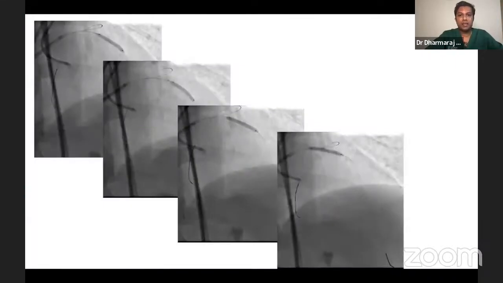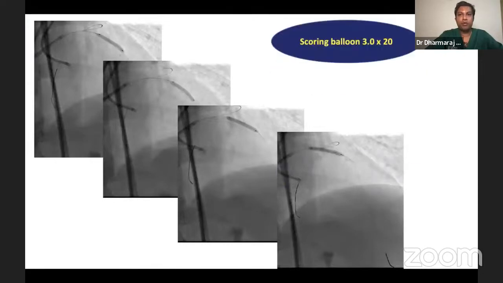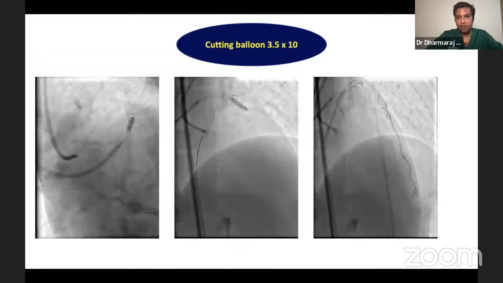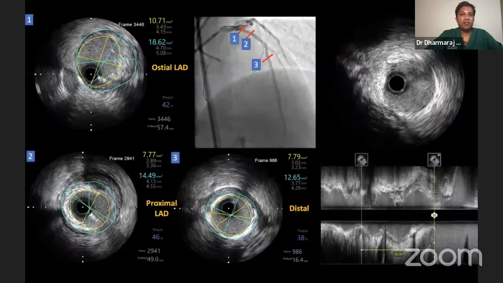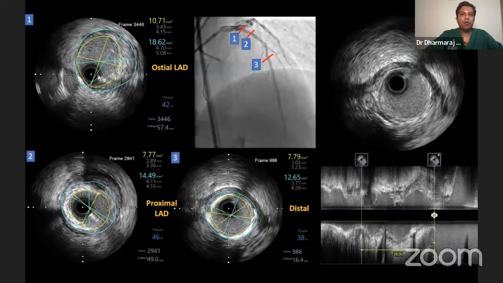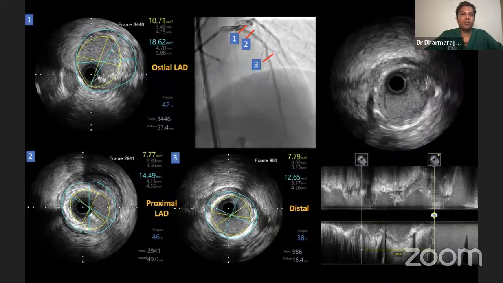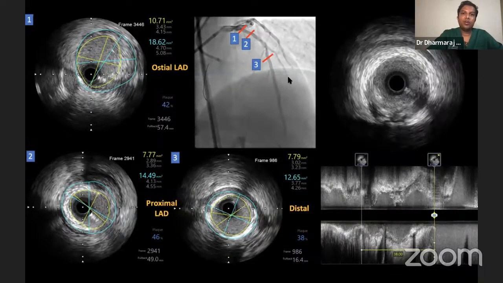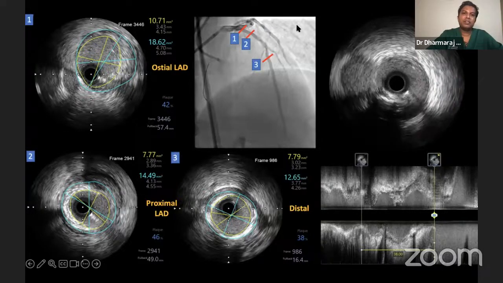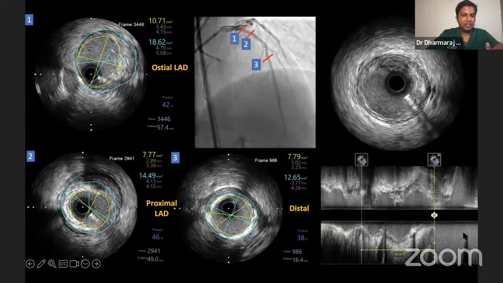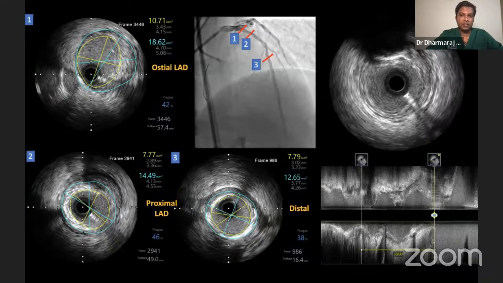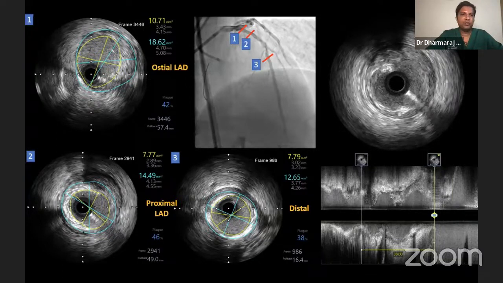So we prepared this lesion with a scoring balloon, and after that with a 3.0 scoring balloon, and then I used a cutting balloon proximally, and as you can see, the vessel has grown significantly after preparation. Then we did another IVUS run. Right now we have found the landing zone distally just before the myocardial bridging area, and proximally we want to land the stent just at the ostium. The length of stent will be 38 mm from the distal landing zone right up to the proximal landing zone. Therein lies the problem.